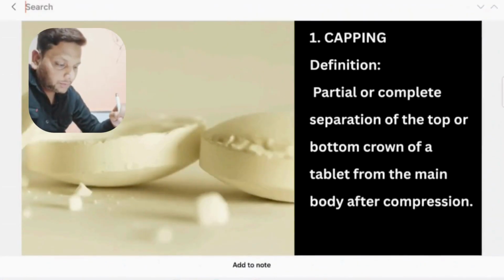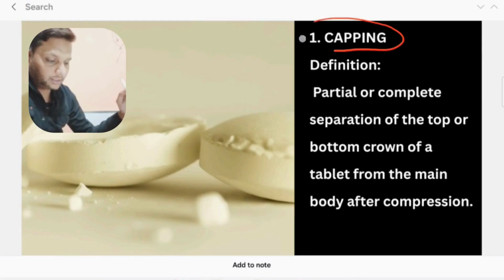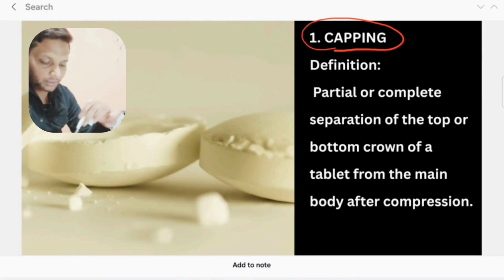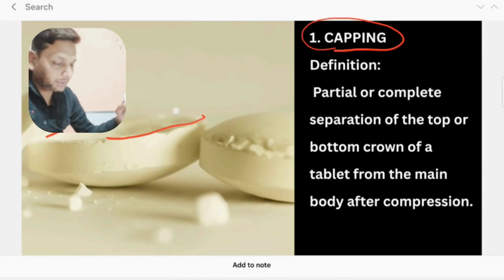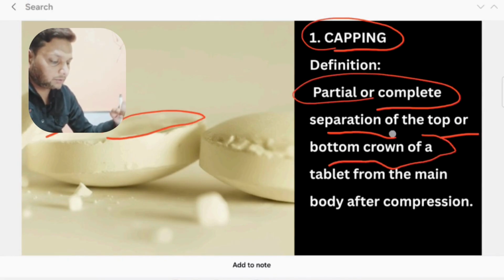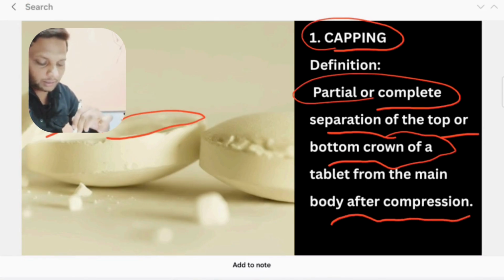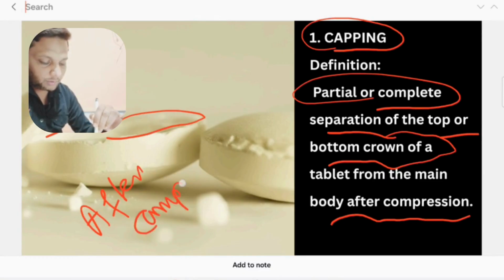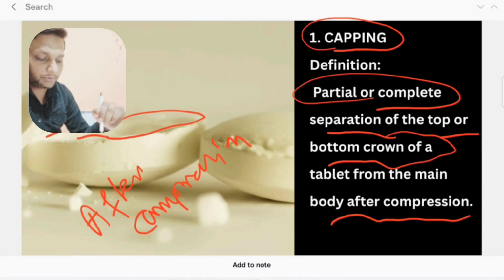The first problem is capping. It is a very common problem. What happens in this problem? So here, in the diagram we can see there is a partial or complete removal or separation of the top or bottom crown of the tablet from the main body after the compression process. Means after the compression process, there is a partial or complete removal of the cap from the tablet.